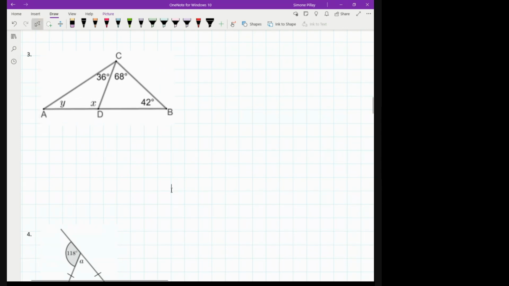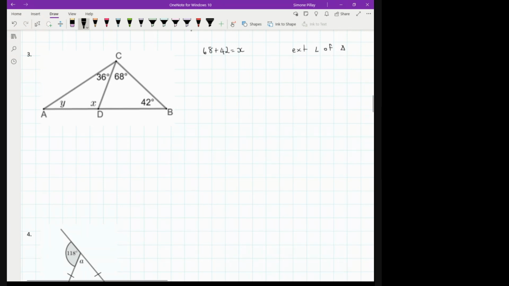So I want to work out x. So I'm going to say 68 plus 42 is equals to x. Is x here angles? Okay, so 68 plus 42 is equals to x, and this is an exterior angle of a triangle.